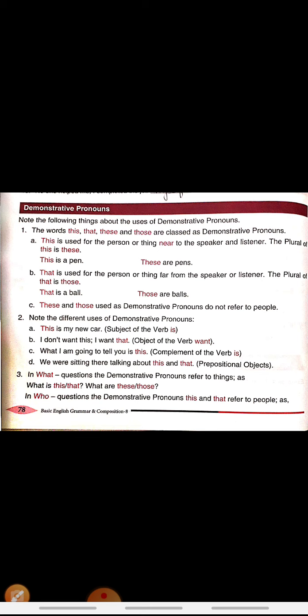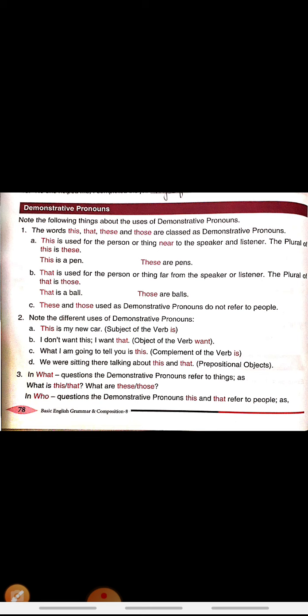What I am going to tell you is this. Now, here, this is the complement of the verb is. We were sitting there talking about this and that. Now here, talking about is a prepositional word, so here it is a prepositional object. So this is the different use of demonstrative pronoun.